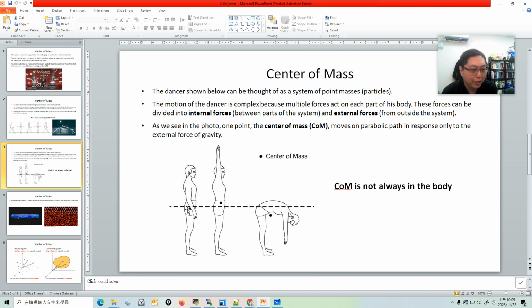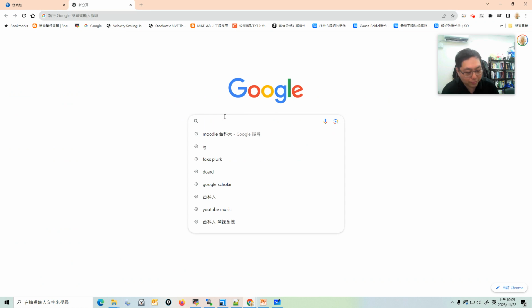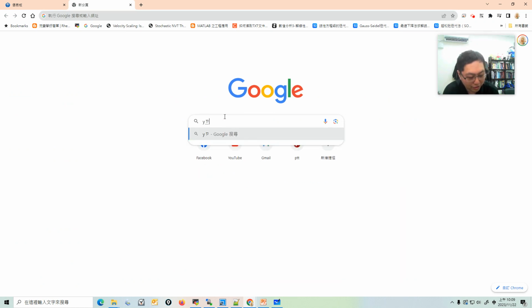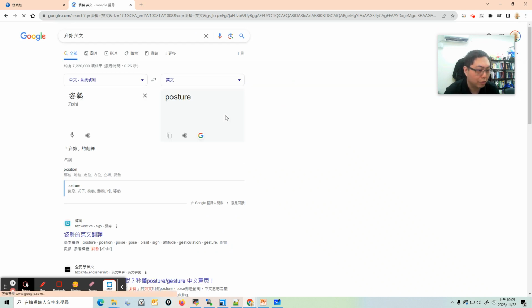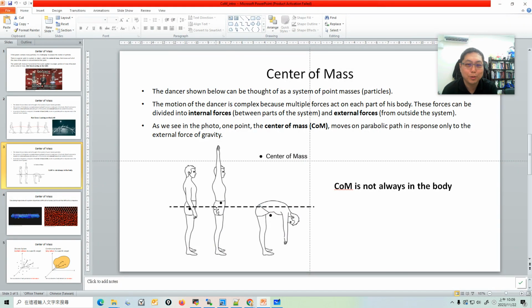If the person is doing a different gesture, 姿势, I'm not sure how to say 姿势 in English. Let me check. Posture, yeah, posture. Okay, posture.